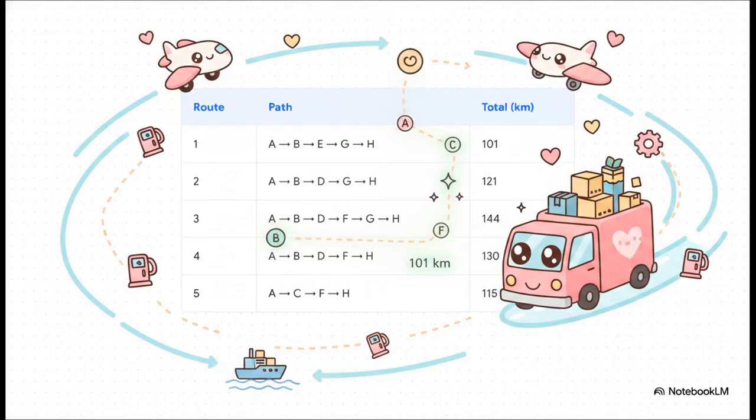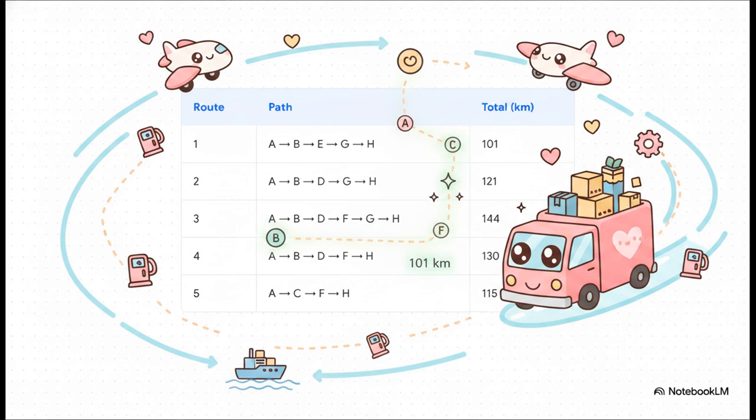If we look at a sample network moving goods from point A to point H, the basic procedure is to enumerate every single feasible route. When we do the math on the 5 candidate routes here, we instantly see that Route 1, traveling through nodes B, E, and G, is the clear mathematical winner at 101 kilometers.